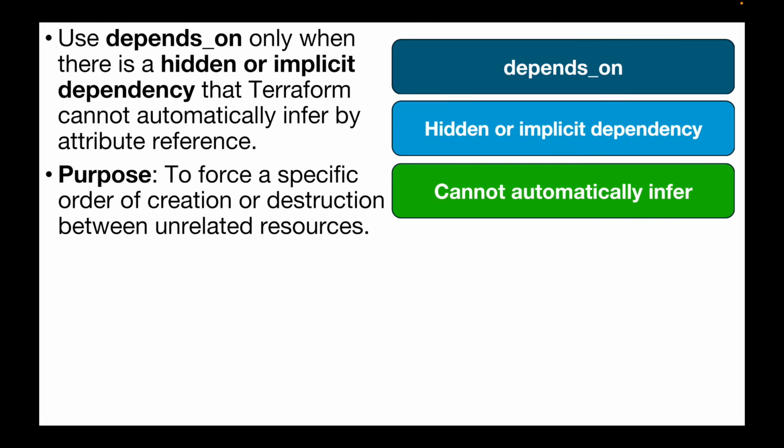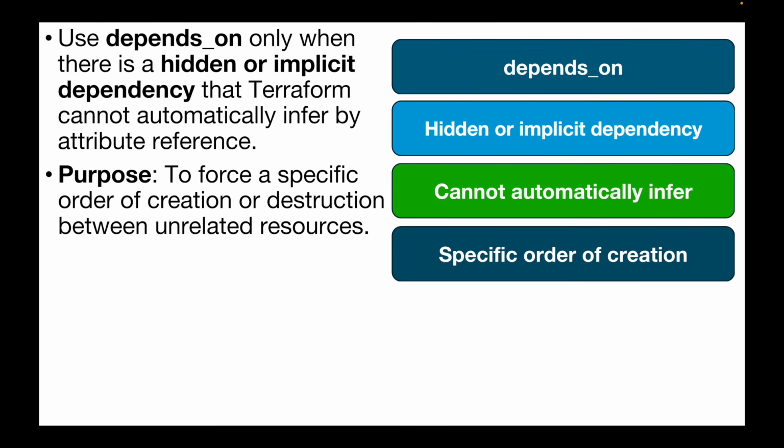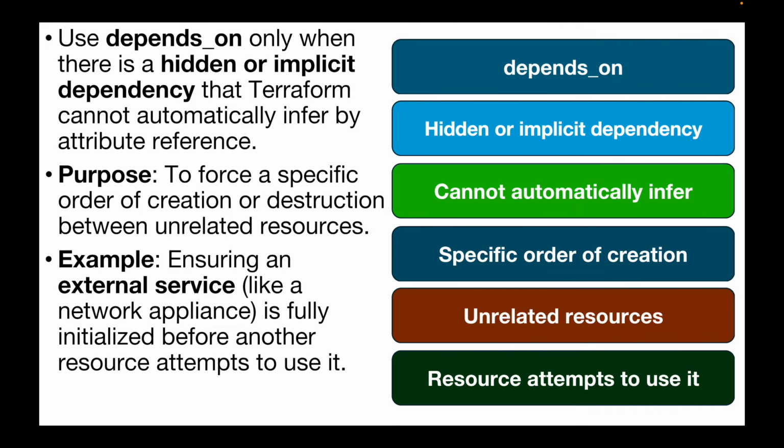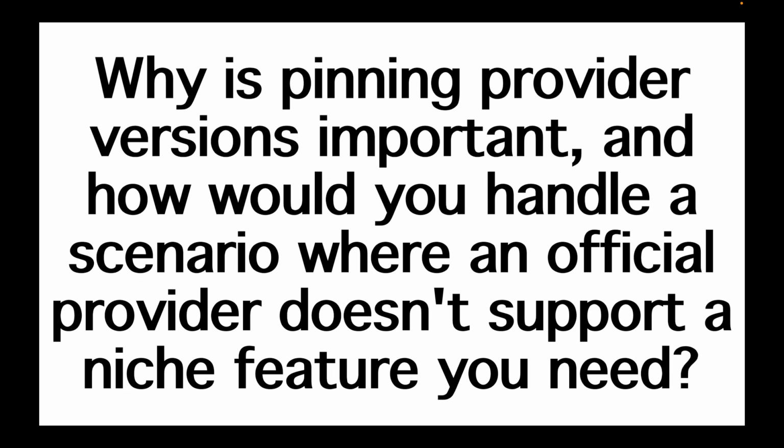The purpose of this is to force a specific order of creation or destruction of your resources, basically your unrelated resources. For example, let's say you want the database to be launched first and then the EC2 instance, or you want the EC2 instance to be destroyed first and then the database. That's where we can make use of the depends_on attribute. An example can be ensuring an external service like a network appliance is fully initialized before another resource attempts to use it. So basically you want to make sure that one resource is completely ready before another resource can start using it.